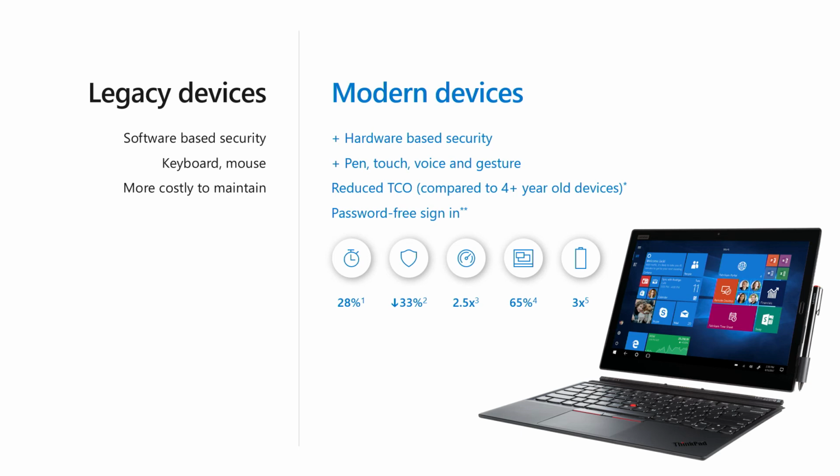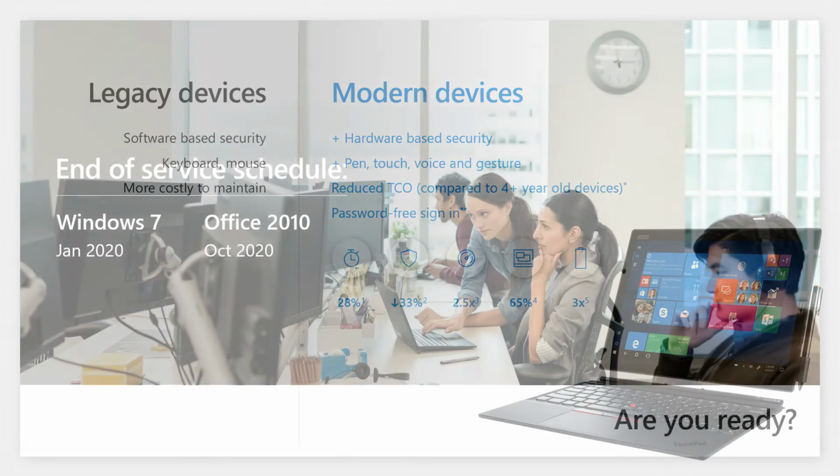New devices are 28% faster. They have a full third reduction in security risks, boot up times 2.5 to 3 times faster. They're better at multitasking, and of course, much better battery life. So go and check out those modern devices. A lot of them are probably much more inexpensive than you thought. And this is another great way to move from Windows 7 to Windows 10, is to refresh your hardware.